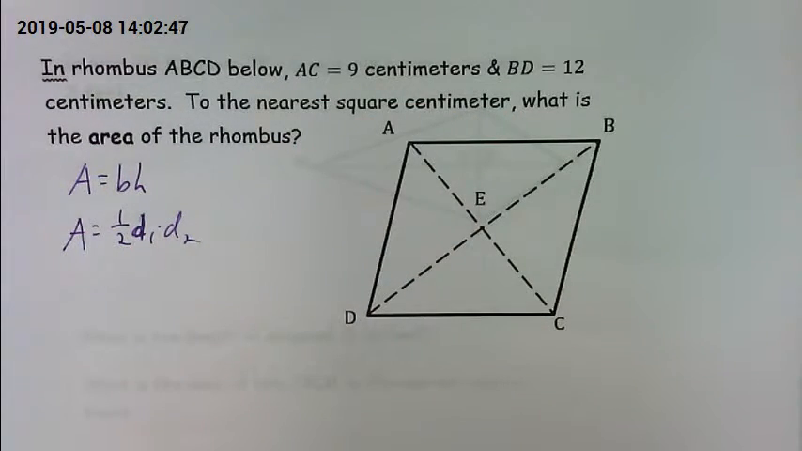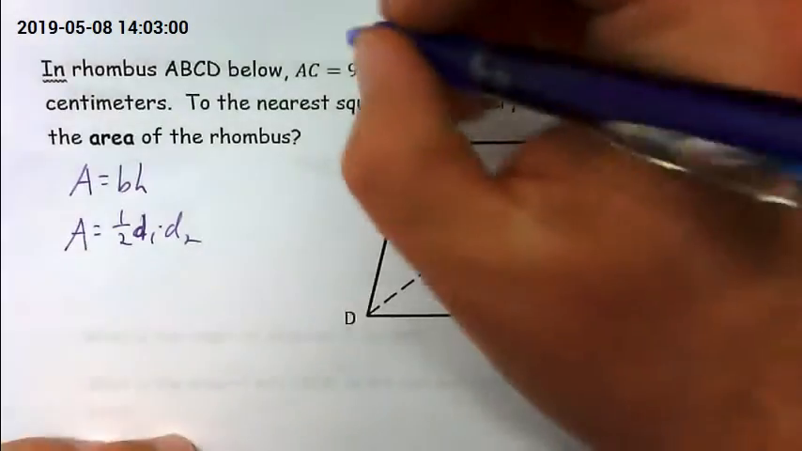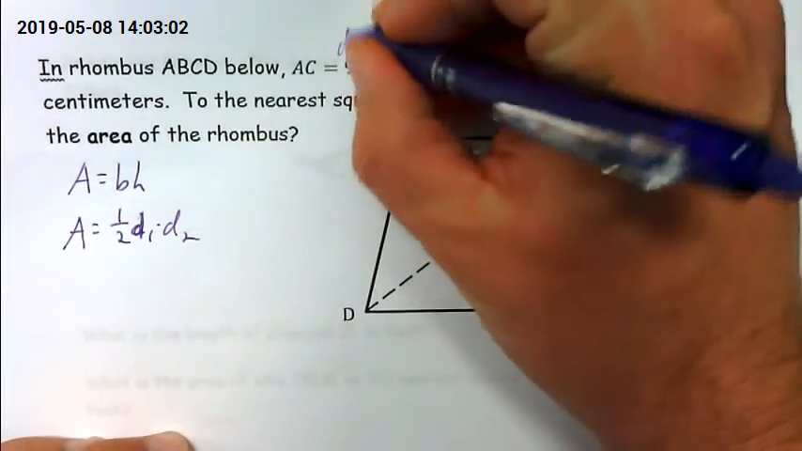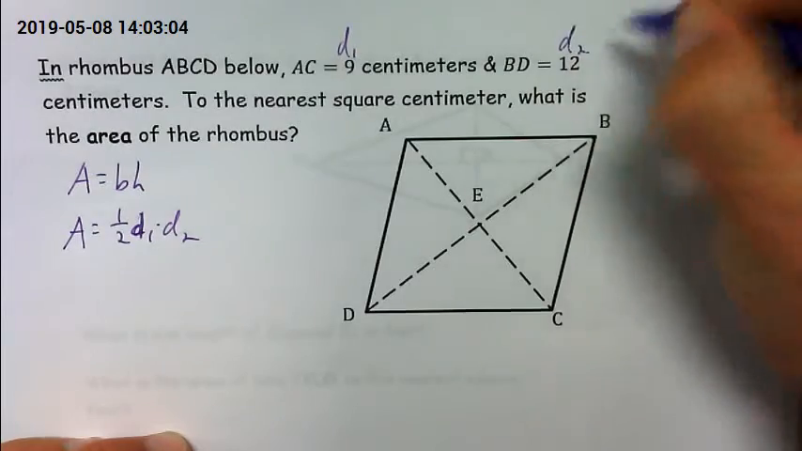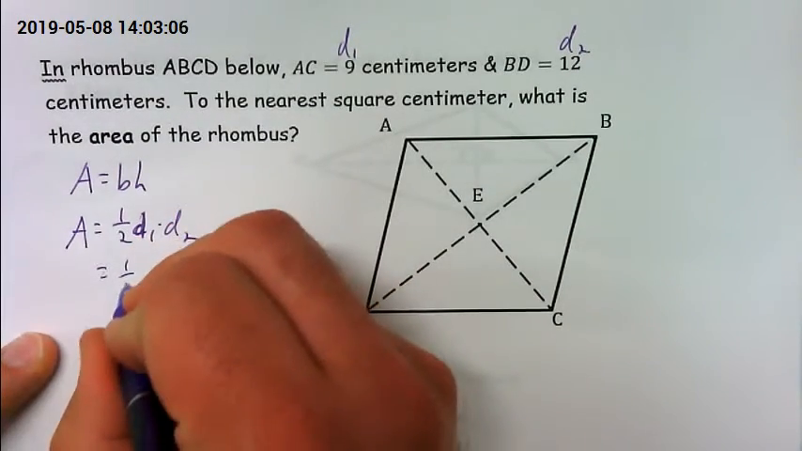Alright. Or again, D1 times 2 times 1/2, or D1 times D2 over 2. However you want to recite it. But do we know diagonal 1, diagonal 2? Yeah, those are actually the parts they gave us. So AC could be D1, this one could be D2, and we just have to plug them in.